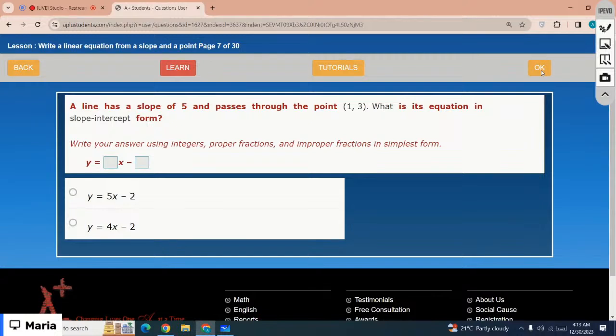A line has a slope of 5 and passes through the point 1, 3. What is its equation in slope intercept form? Which is the correct option?